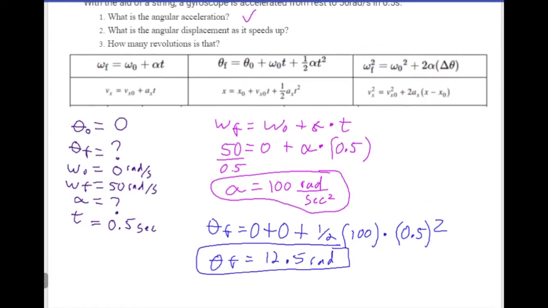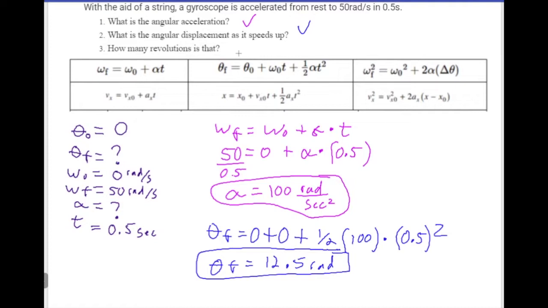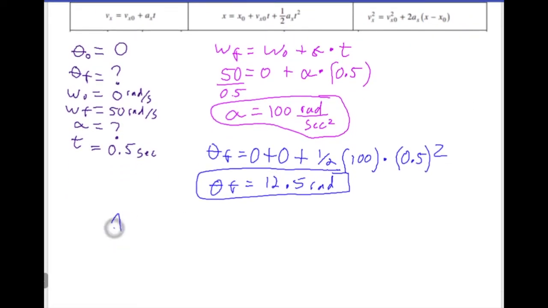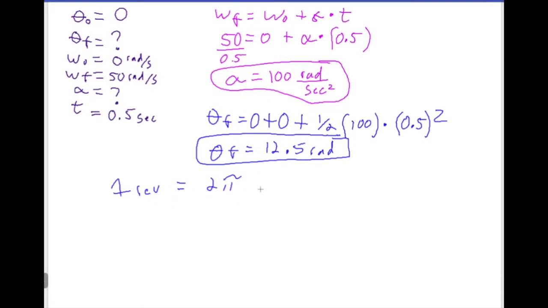Now that we know what theta final is, our last part asks us to solve for how many revolutions it's going. Well, we know that 1 revolution or 1 rotation is going to be equal to 2 pi. And 2 pi is measured in radians. Therefore, I'm going to take my final theta here and divide it by 2 pi to figure out how many revolutions or rotations my object makes.